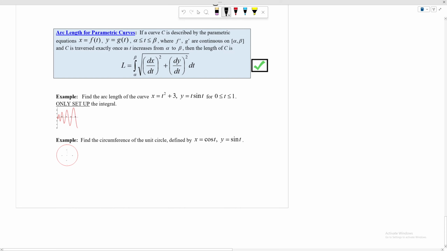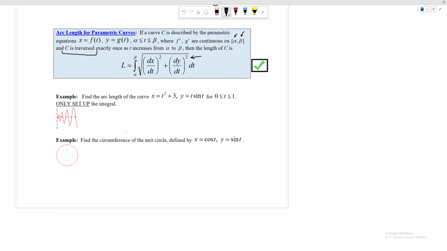Okay. If a curve C is described by the parametric equations, t has to be within the parameters alpha and beta, where the derivatives of f and g are continuous on that interval, and C is traversed exactly once as t increases, then the length of C is this. So to find the arc length, it's saying as long as your derivative is continuous and your C is traversed exactly once as t increases, then you're good to go. And you'd basically substitute into this equation. I don't think I need to go through this.